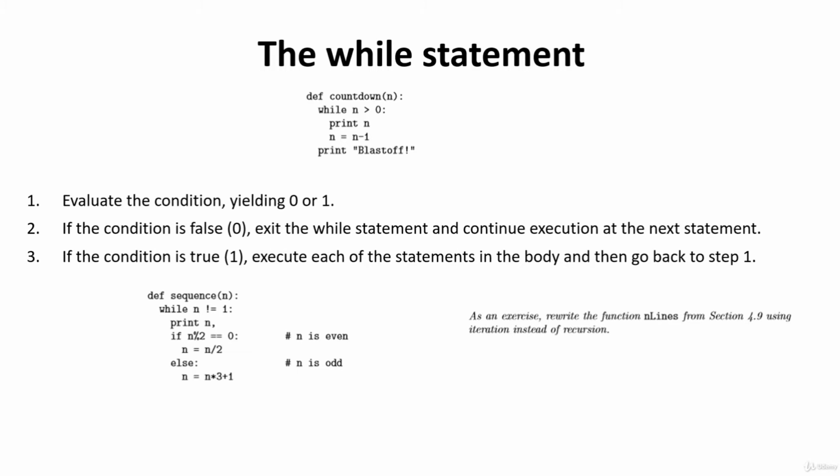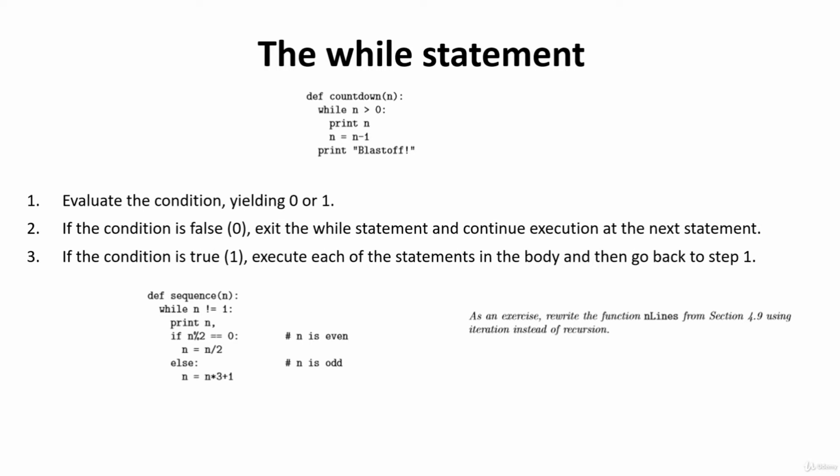More formally, here is the flow of execution for a while statement. First, evaluate the condition, yielding 0 or 1. If the condition is false, 0, exit the while statement and continue execution at the next statement. If the condition is true, 1, execute each of the statements in the body and then go back to step 1. The body consists of all of the statements below the header with the same indentation.